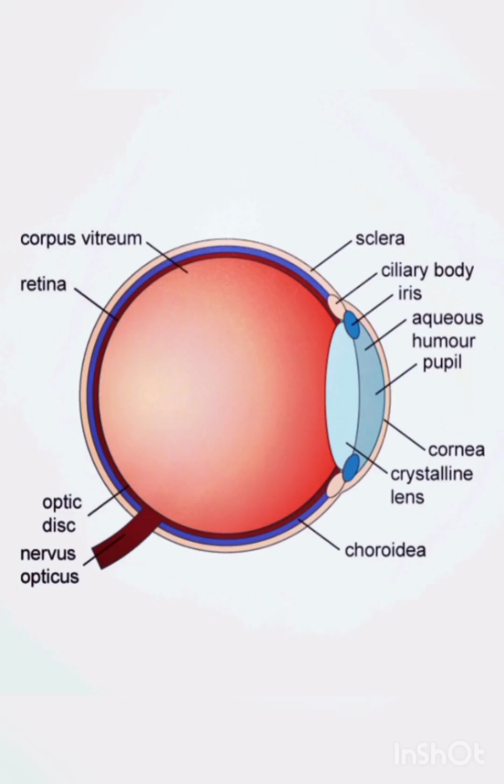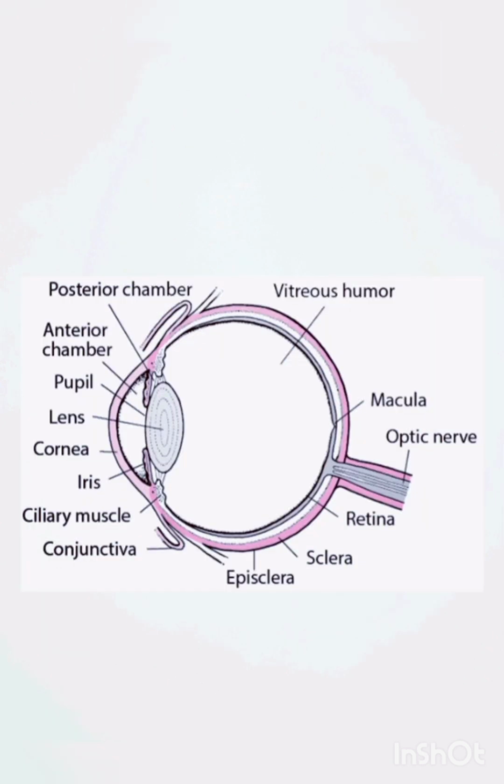Now we discuss the internal structure of an eye. The internal components of an eye are: Number 1 is the lens. It is a transparent, biconvex lens of the eye. The lens is attached to the ciliary body by ligaments. The lens along with the cornea refracts light so that it focuses on the retina.